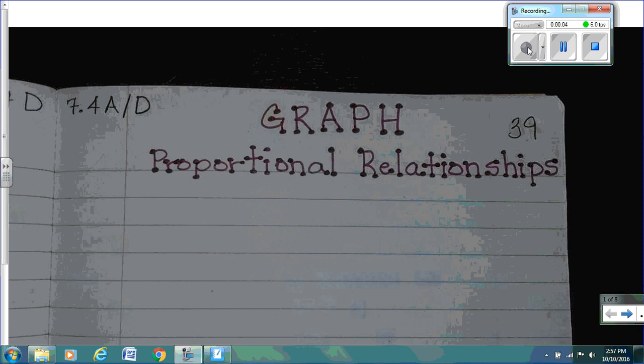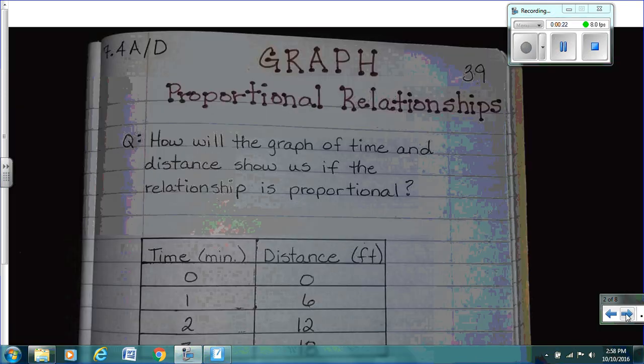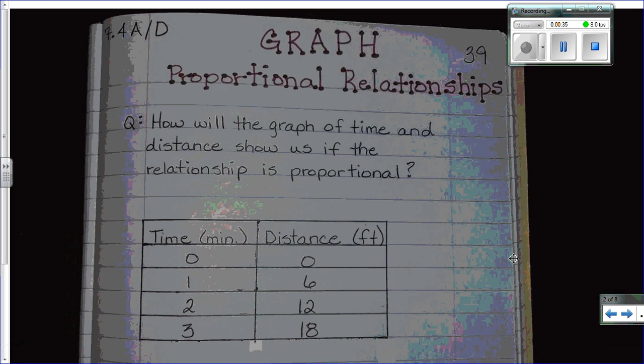We are going to talk about proportional relationships involving graphs. We're on page 39 of your interactive notebook, and we're going to be working on TEKS 7.4A and D. So we again are working with proportional relationships. So our question today is, how will the graph of time and distance show us if the relationship is proportional?